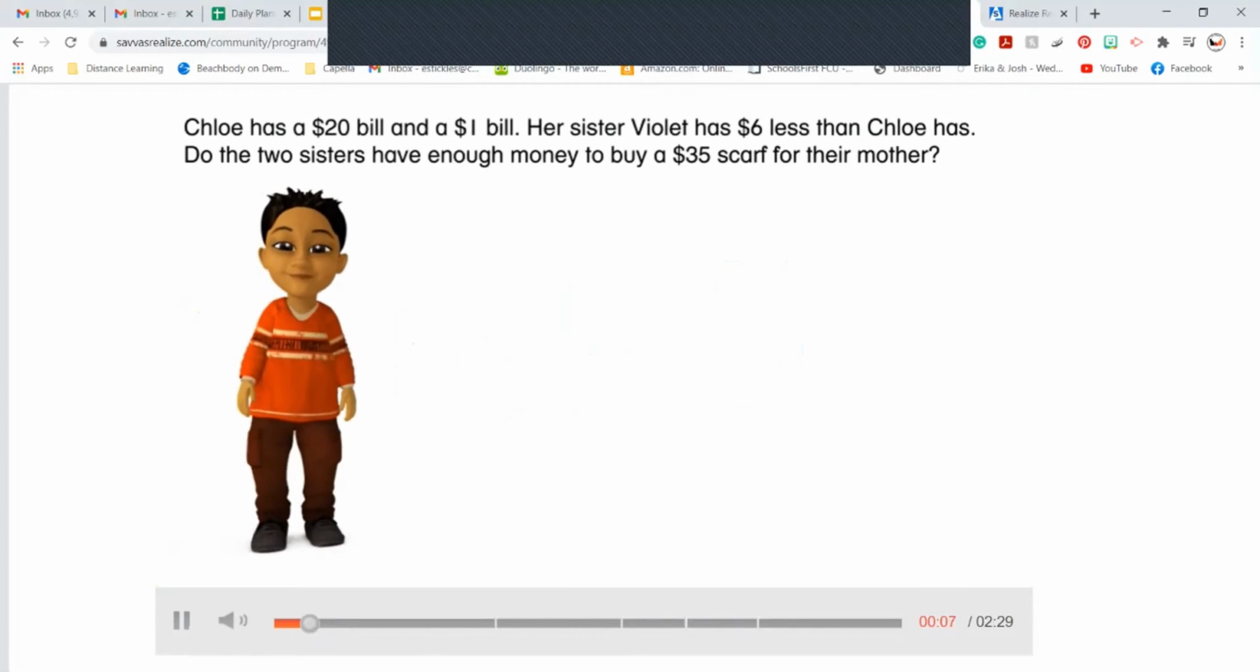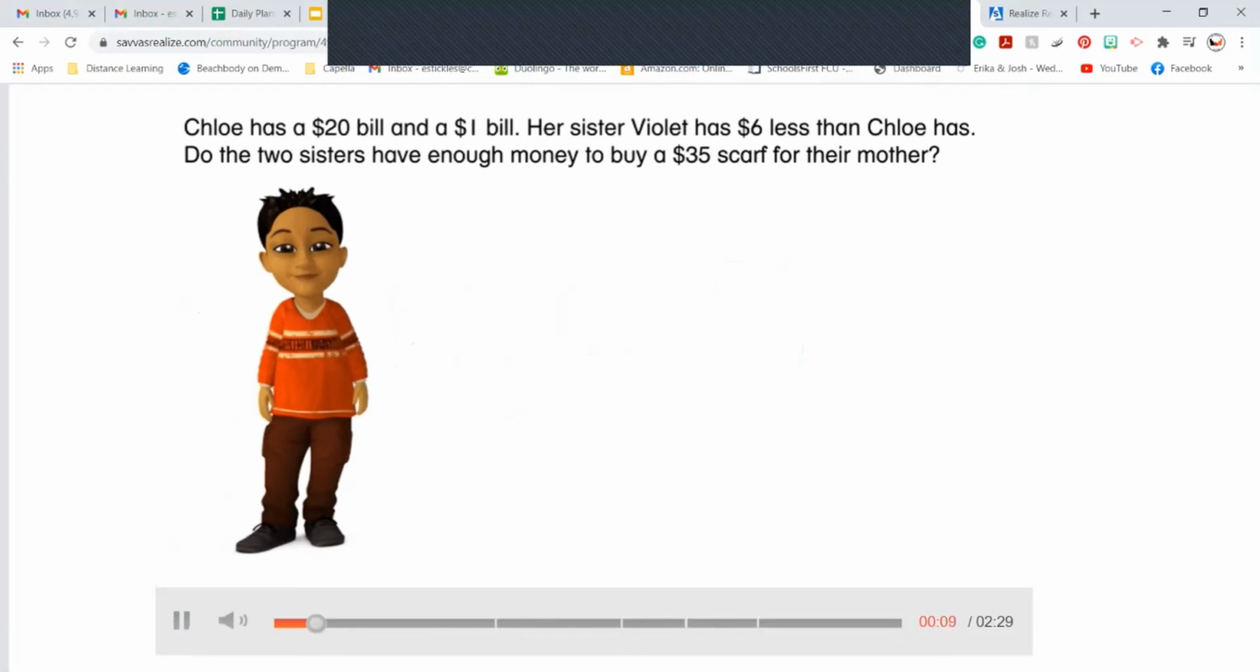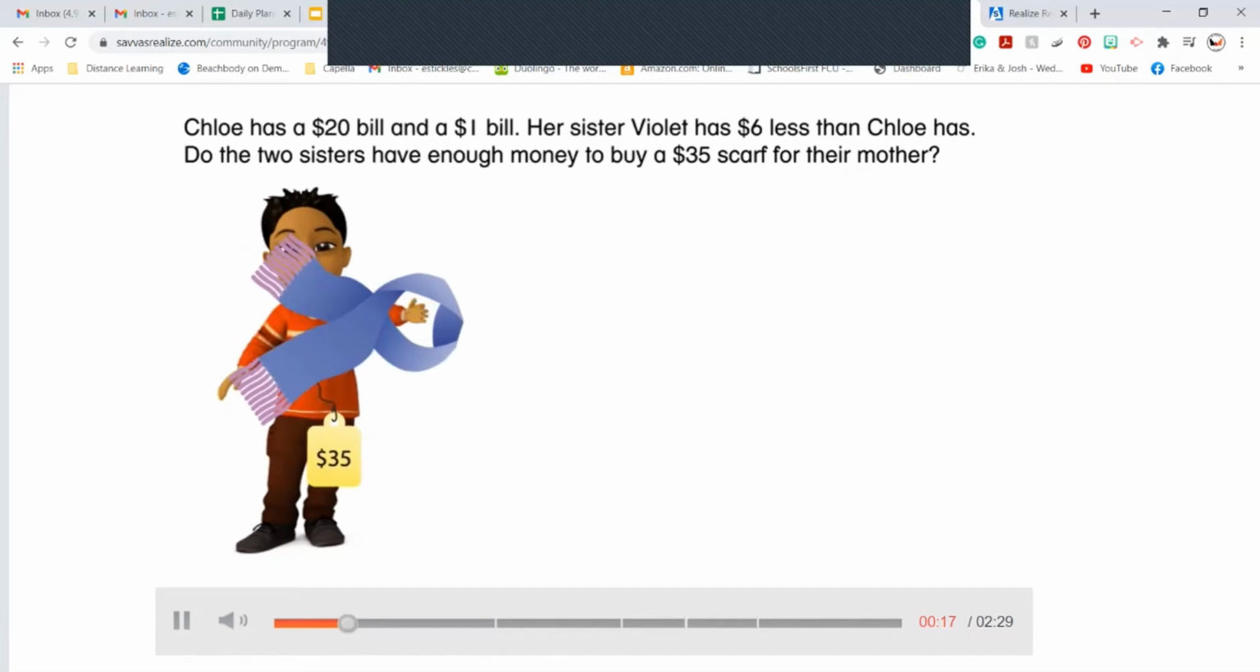Chloe has a $20 bill and a $1 bill. Her sister Violet has $6 less than Chloe has. Do the two sisters have enough money to buy a $35 scarf for their mother?